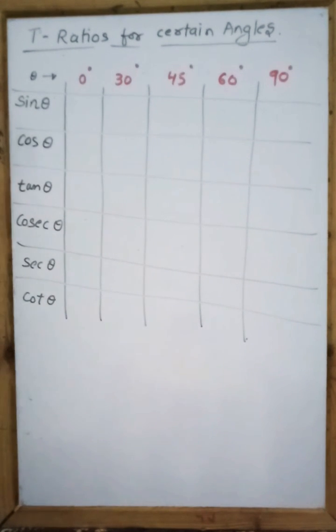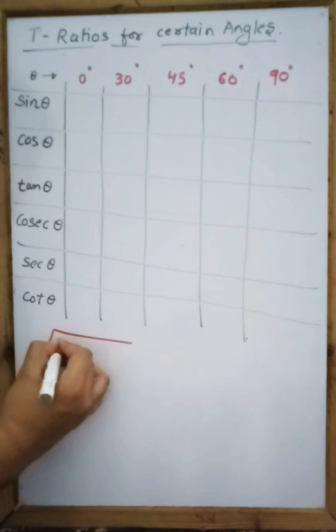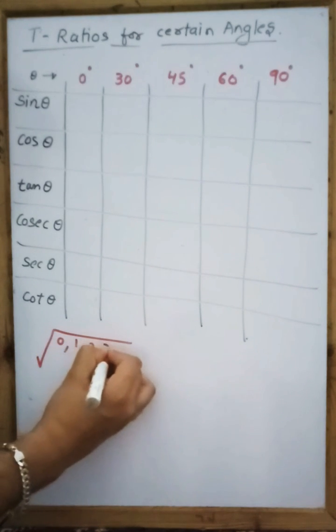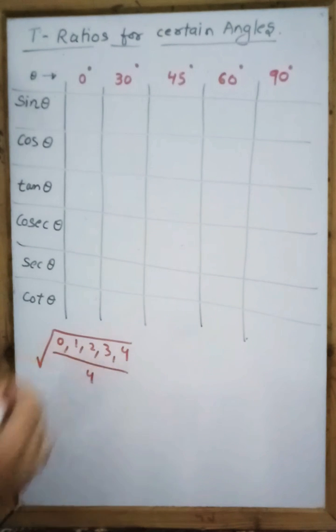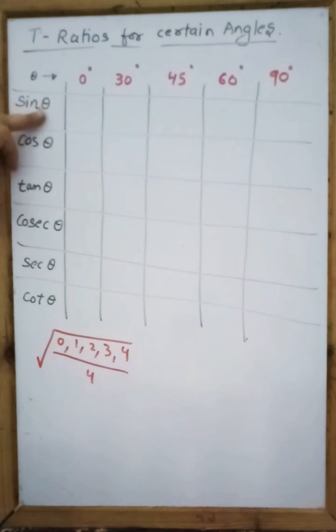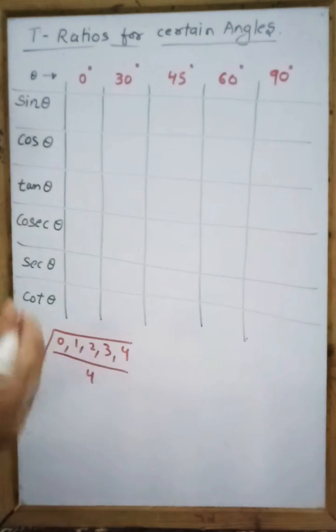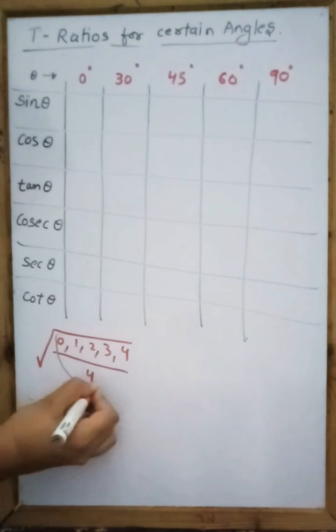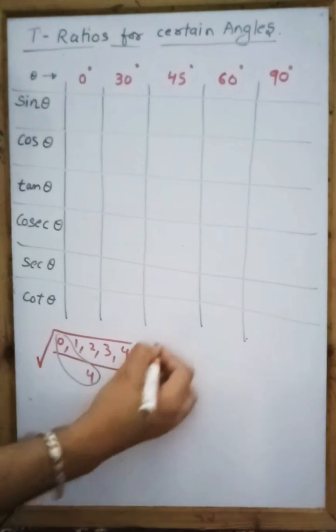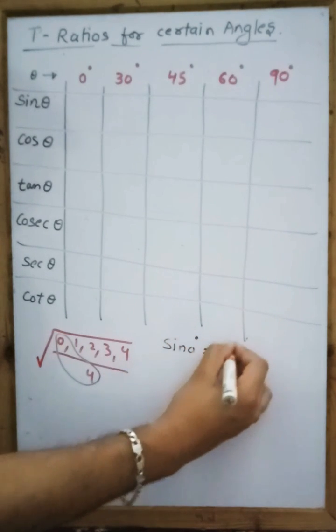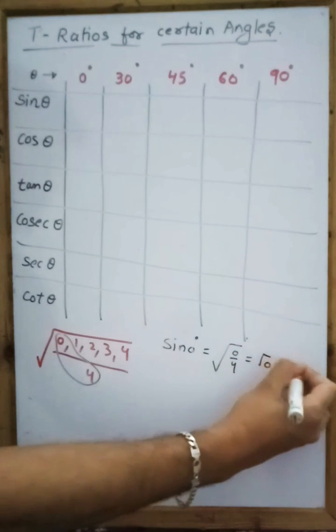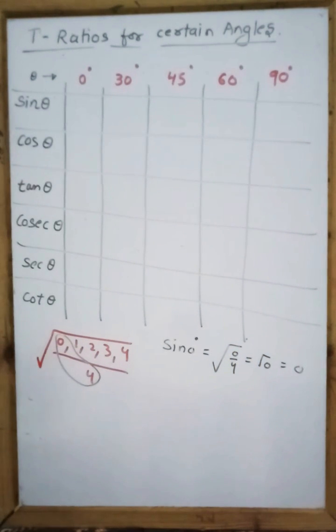So dear children, it is very easy to memorize this table. In order to remember sine, remember this rule: root of 0, 1, 2, 3, 4 by 4. For sine theta values, it is under root 0, 1, 2, 3, 4 by 4. If I ask you what is sine 0, it will be the first value, root 0 by 4, which is root 0 only, which is 0. So sine 0 will be 0 only.